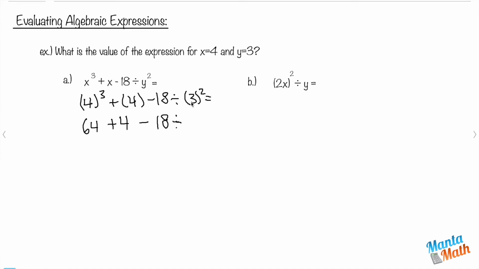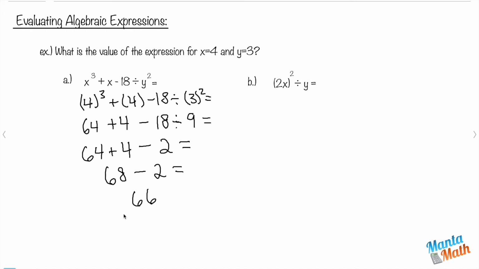And whilst we're rewriting, we can simplify this too. So 3 squared is 9. Okay, next on our PEMDAS is division. As you can see, we have division here. So let's rewrite that part of the equation and simplify. What is 18 divided by 9? That is 2. Okay, there's either addition or subtraction next. Addition comes first, and so 64 plus 4 is 68 minus 2. And then you simplify this last part and you get 66 as your answer.